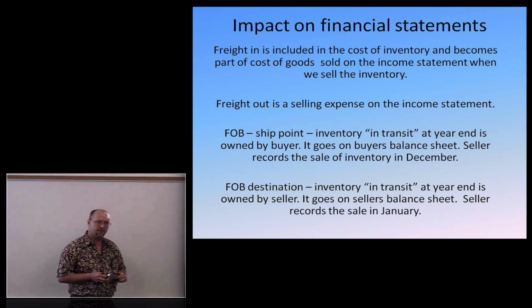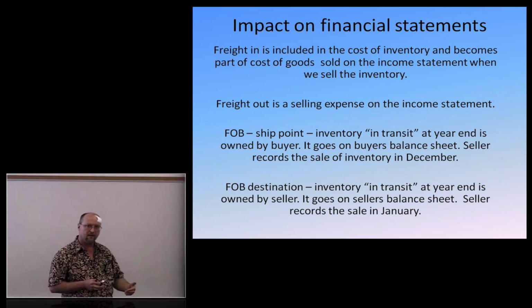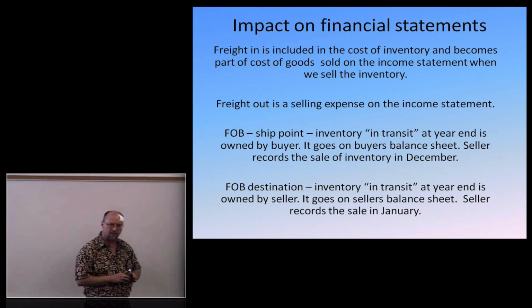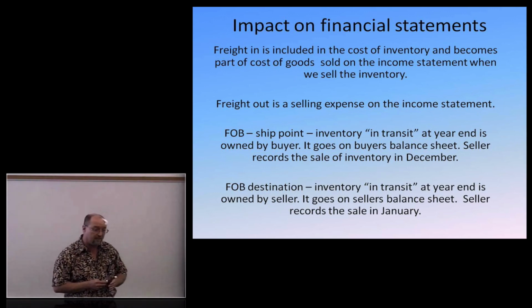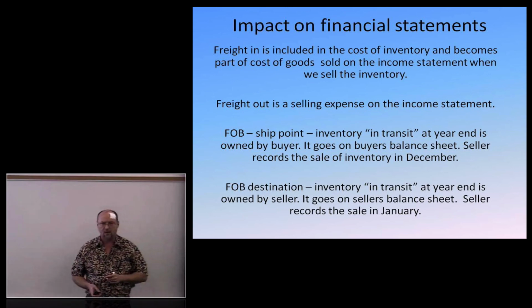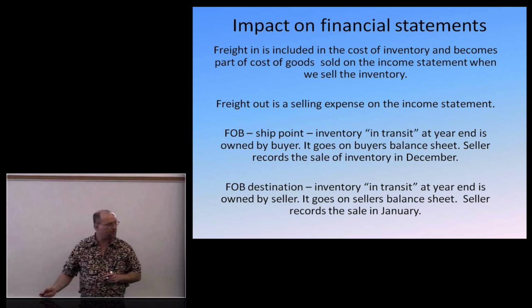And then we have the shipping terms, FOB shipping point, FOB destination. Okay? So you need to look this over, take your time on it. It is confusing. FOB shipping point or destination determines who puts the inventory that's on the boat or the train on their balance sheet, and when is the sale recorded? Previous year in December or following year in January? Okay, so you can look at that on your own.